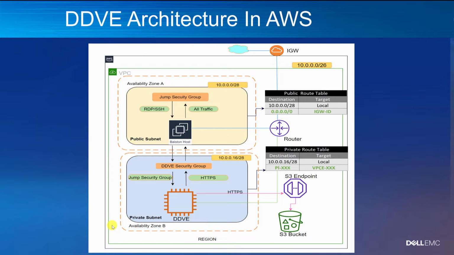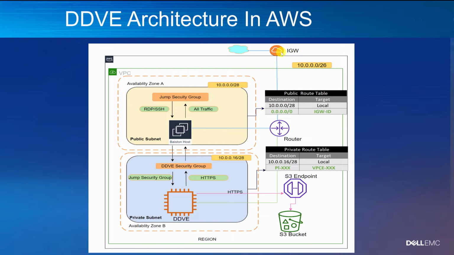Here is a high-level architectural diagram of how we are going to deploy DDVE for our demo. We will first create a VPC followed by two subnets, a public subnet and its associated security group for hosting the Bastion host or the jump host. Our jump host will be Windows based. We will then create a private subnet and its associated security group for hosting our Data Domain system. We will launch Data Domain using an AWS CloudFormation template.